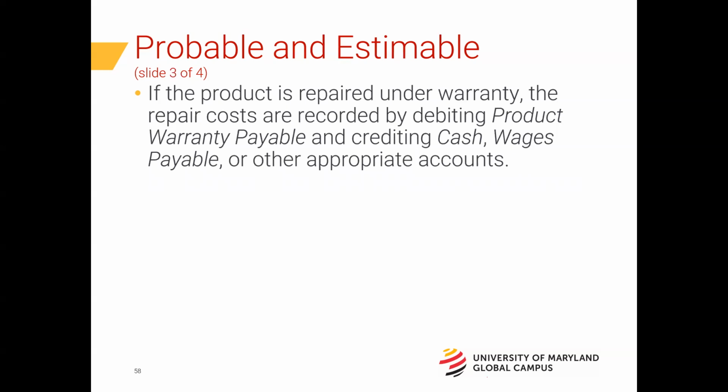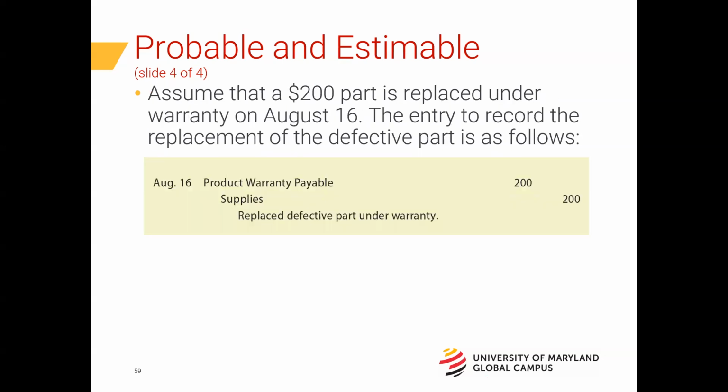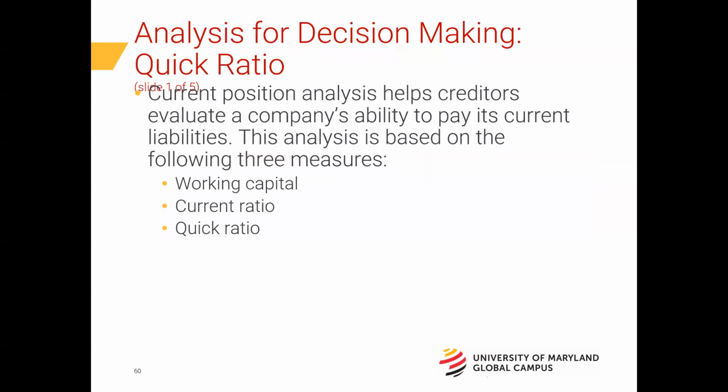And what that does is it identifies the estimation of the warranty repair. And then when it's actually performed, when the warranty is actually performed, we debit product warranty payable and we credit cash. And you can do the same thing with parts, right? So let's assume that there were parts replaced under warranty, $200, debit, product warranty payable; credit, supplies, being the part itself.